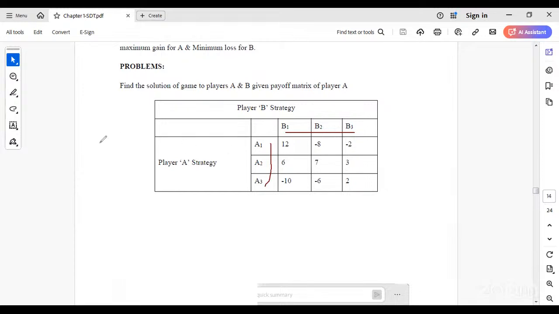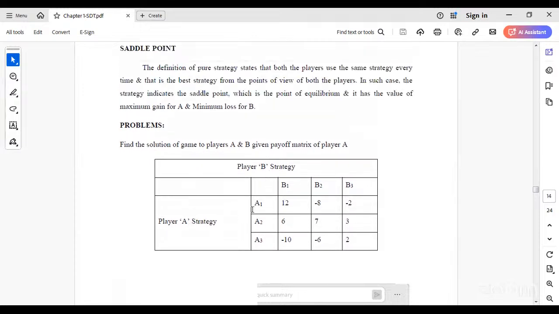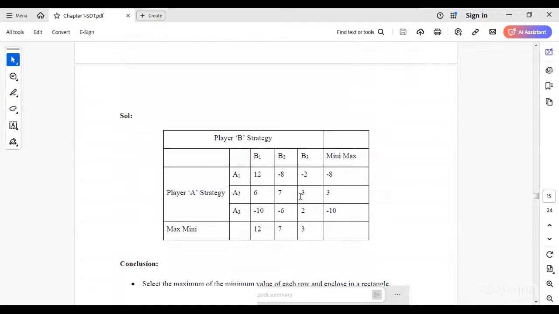Okay. So 12, minus 8, minus 2. This is the first row, and this is the second row, and this is the third row. First column, second column, third column. So these values are given. So see, the question is here. The game theory says that both the players have equal chances to win the game. So that is the solution here.